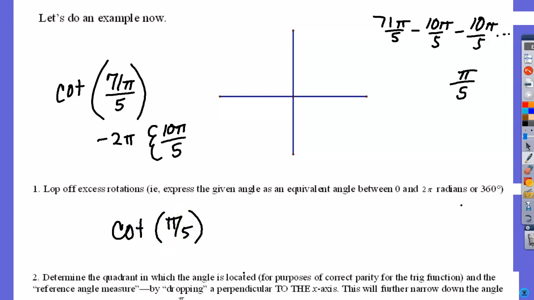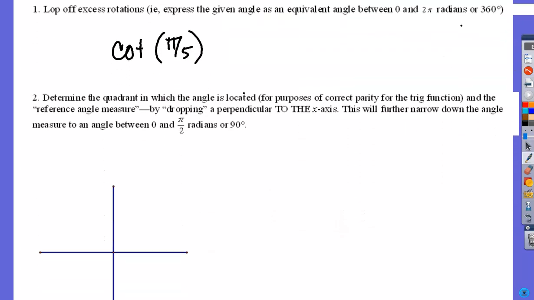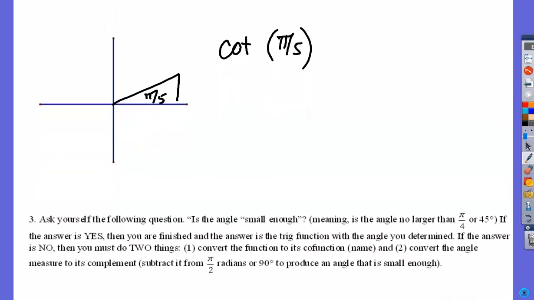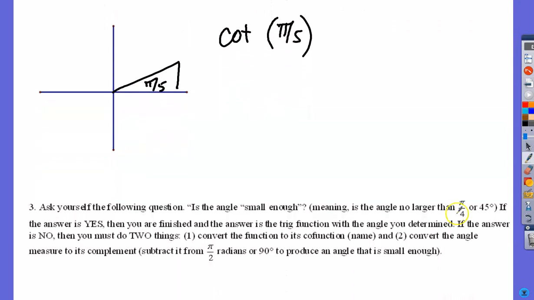Okay. So then normally what I would do next is go, okay, well, what quadrant is pi over 5 in? So pi over 5 is in the first. The nice thing about being in the first is that that is the reference angle. So you didn't have to change it. So it literally stayed the same. And then the last question is, is pi over 5 smaller than pi over 4? Hey, it is. So that one, we were actually already done.